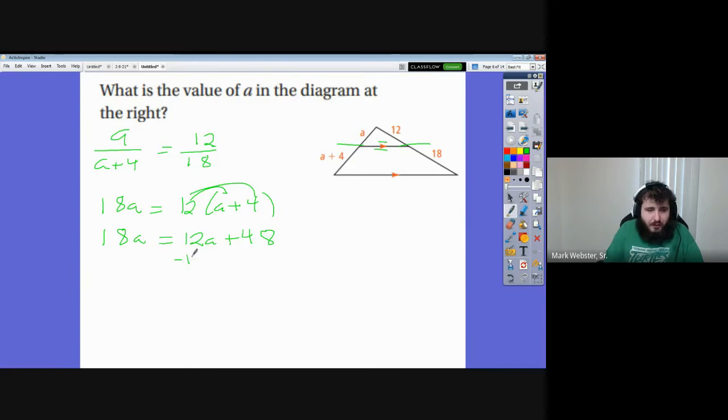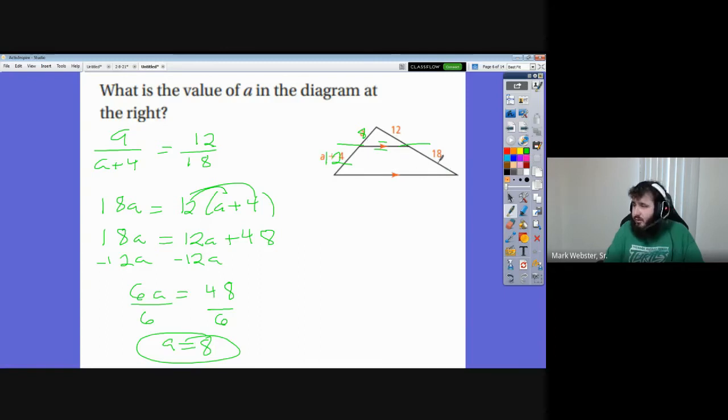And just subtract the 12a. Well, 48 divided by 6 is 8. And if I plug it in again, just to make sure, 8 over 12. Is 8 over 12 the same thing as 12 over 18? Yeah, these both simplify to 2/3. So we know we did it right.